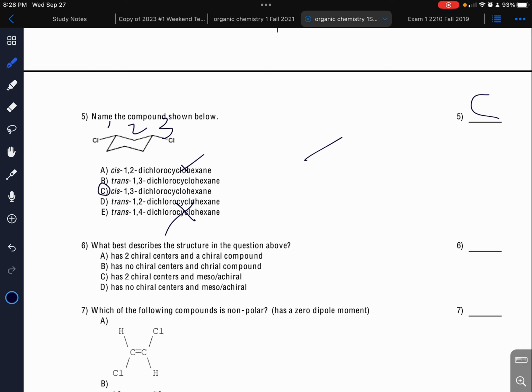What best describes the structure above? So if I look at it as just that regular picture, I'm going to do it as a dash and a dash. This is a meso compound. So it has 2 chiral centers, but it's not a chiral compound. So A is incorrect. It has chiral centers, so B is incorrect. And it's got to be C, meso achiral. You cannot be meso if you have no chiral centers. You're just achiral.